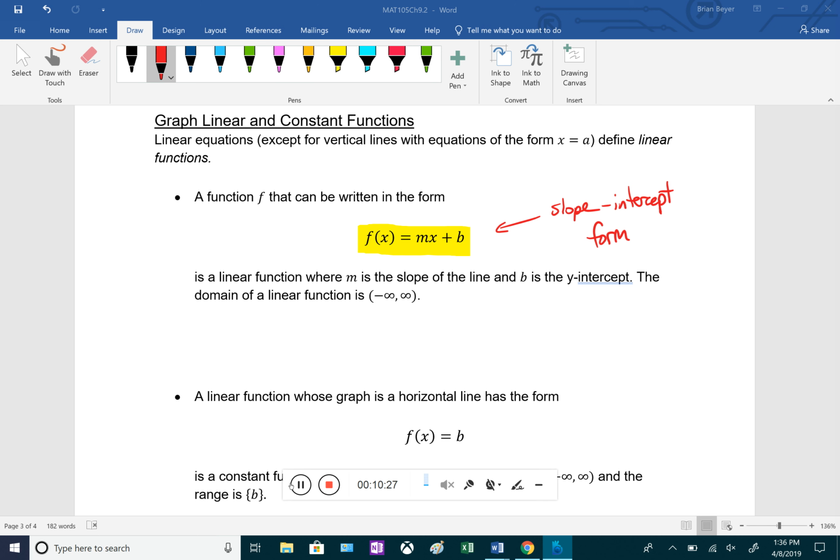So we should know how to graph this. Where b is the y-intercept and m is the slope, we can graph it by plotting the y-intercept and then using the slope to find the second point, connect them as a straight line, put arrows on the end. And we also know the domain of a linear function is all real numbers, so negative infinity to infinity, meaning we can plug in any x value and it will give us a y value out.